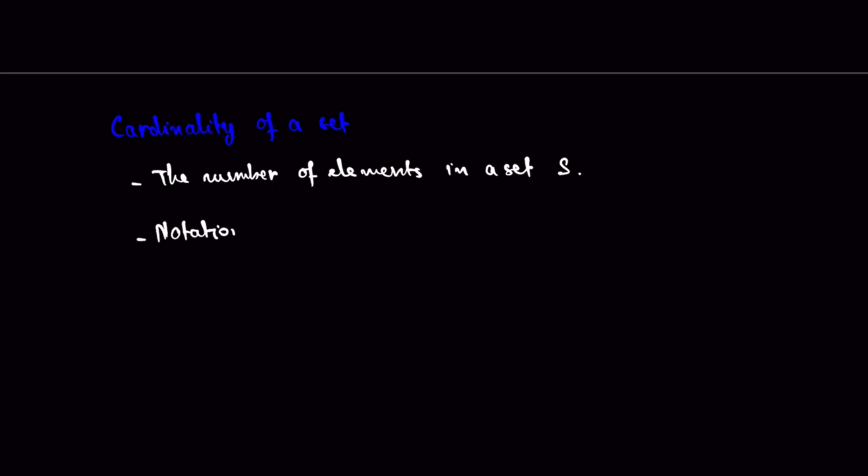So the cardinality of a set is the number of elements in a set S. The notation for this is going to be that. It looks like an absolute value, but in this context it indicates that you want to measure the number of elements inside a set. It's called the cardinality of a set.